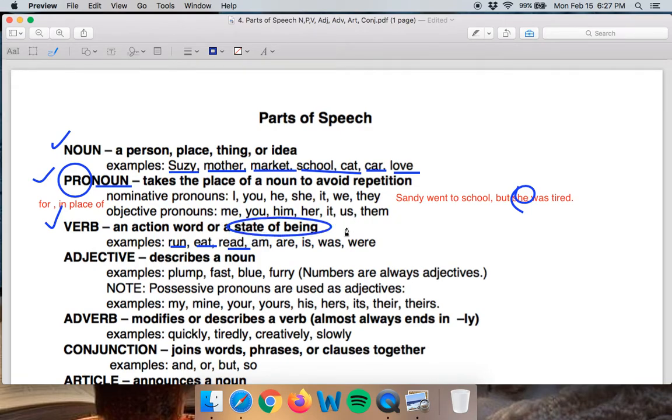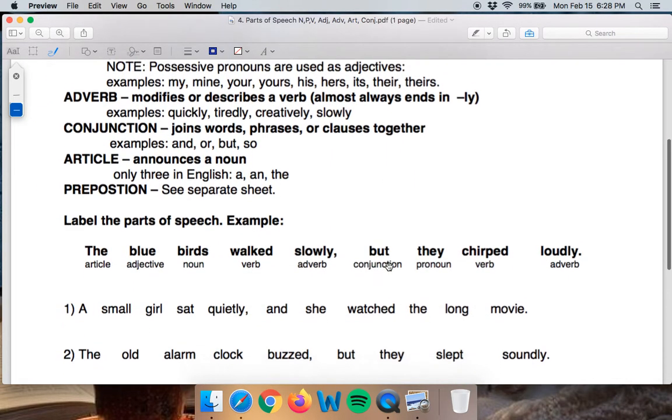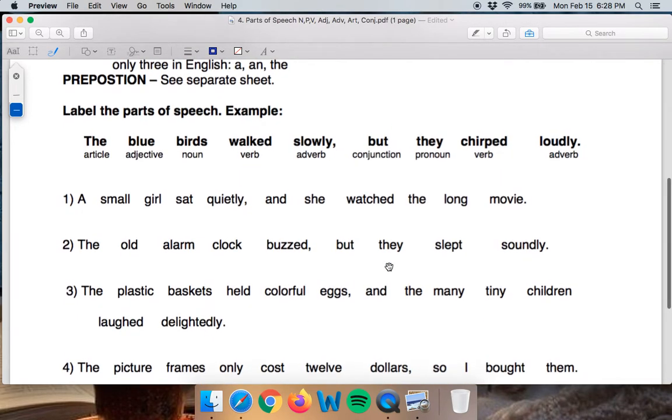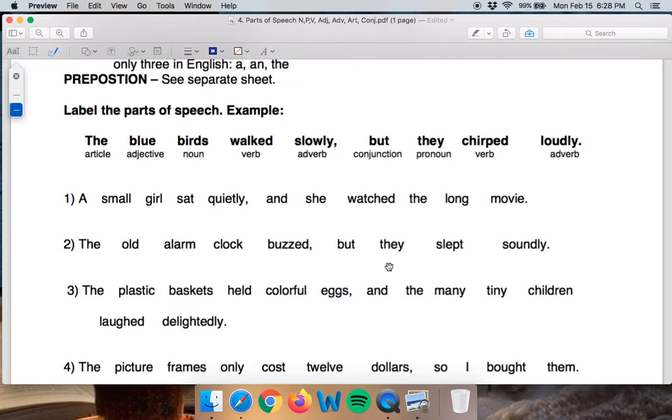And a state of being verb is like saying a state of existing. Something exists. Something is in the world, right? So I am, I exist, right? You are, you exist. He is, he exists. He was, he existed. We were, we existed. So even though these don't feel very much like actions, they are still verbs, and they're very important verbs. Okay, so let's go down here to a couple of examples and see what we can see.